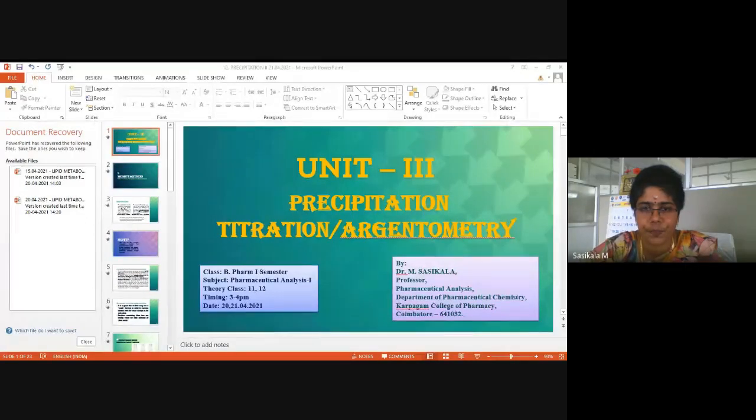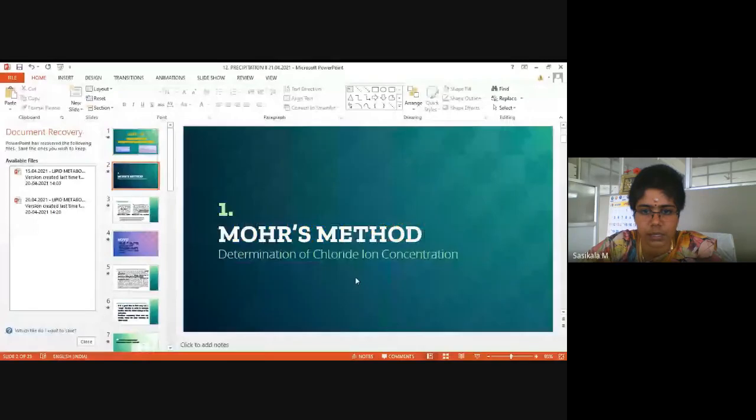Okay. First one is Morse method. Second is Volhart's. Third is modified Volhart's, and fourth is Fajan's method. So the other three methods are Volhart's, modified Volhart's, and Fajan's method. Let's revise Morse method and then move on to the other methods. We discussed Morse method in the last class.